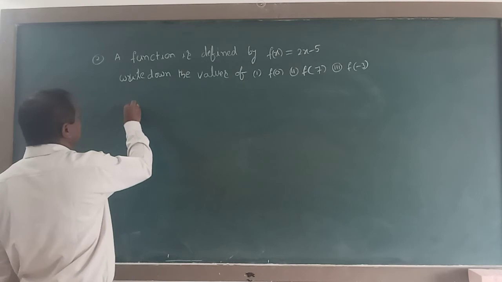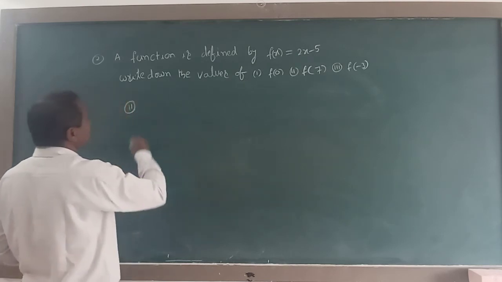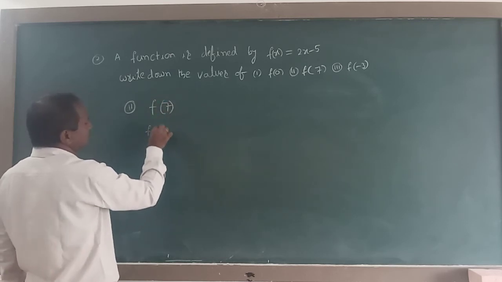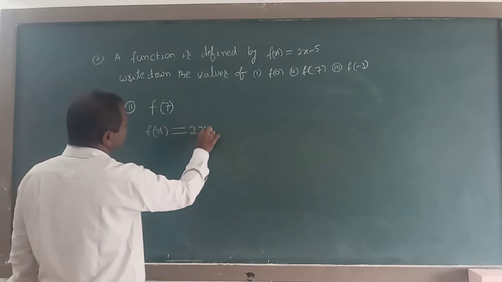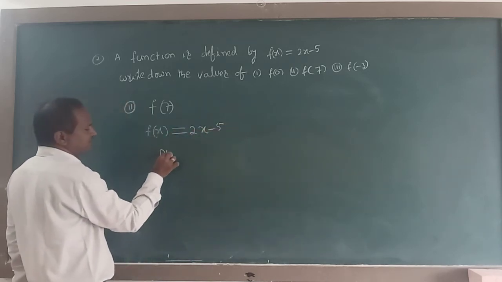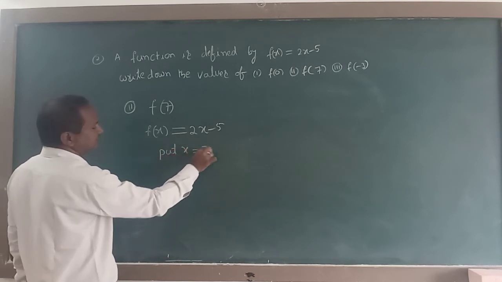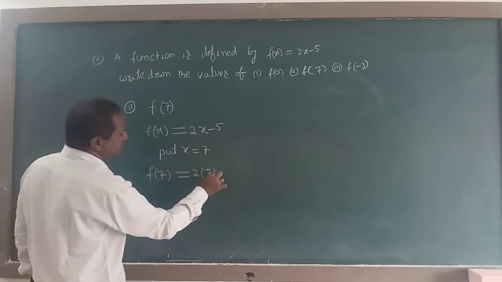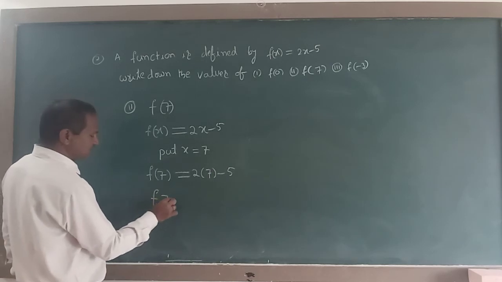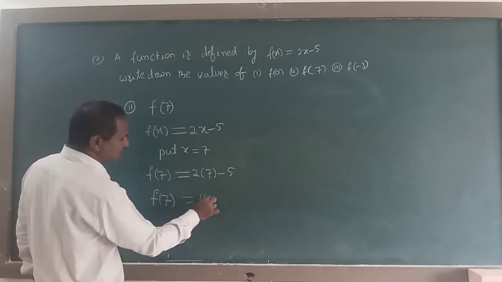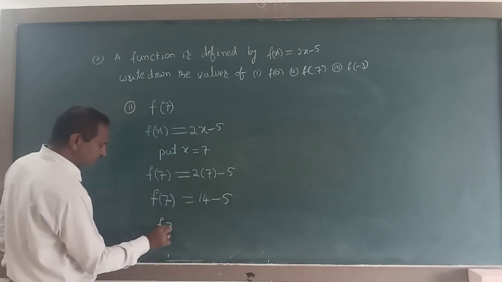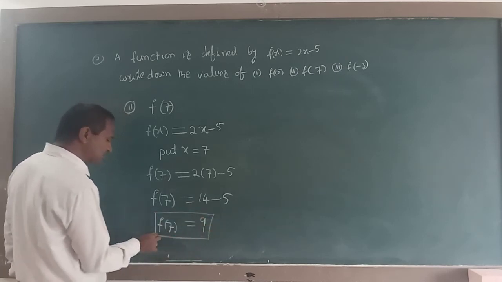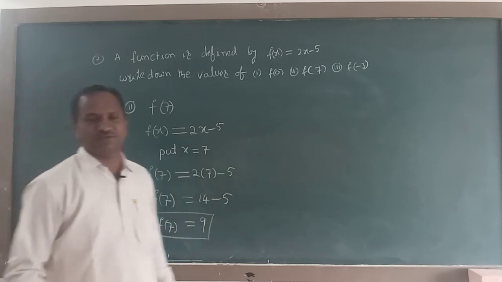Second question, f of 7. Let the given function be f of x equal to 2x minus 5. In this case, put x equal to 7. Then f of 7 is equal to 2 into 7 minus 5. F of 7 is equal to 14 minus 5, which is 9. Therefore, 9 is the function value at x equal to 7.